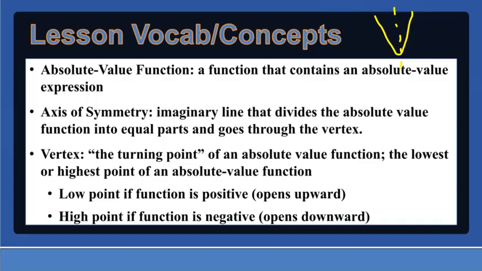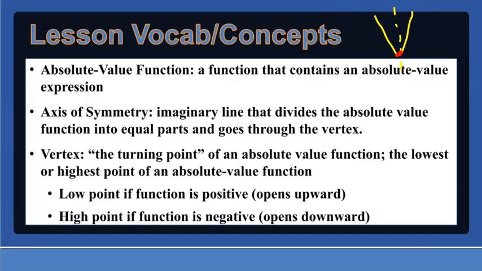The vertex is the turning point of an absolute value function. It's the lowest or the highest point of the absolute value function. So in this example, this point right here, the low point, would be the vertex. It comes to a point there, it changes directions at that point. Now, if you have a low point, it's because the function is positive. It opens upward. And if you have a high point, the function is negative and it opens downward.